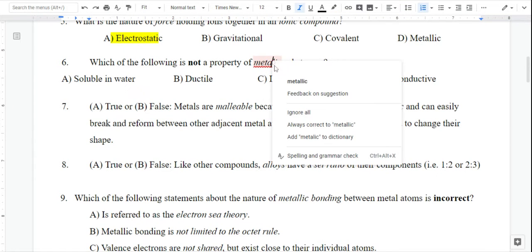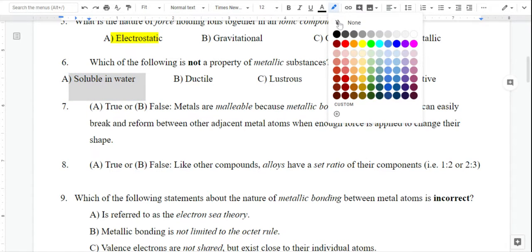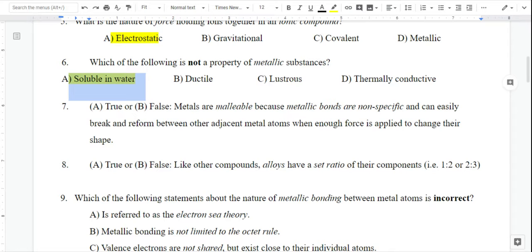Metallic, I'm missing an L. Oh, thank you. What is not a property of metals? So we know they're thermally conductive, lustrous, yep, they can be shiny. They're ductile and malleable, and they're electrical conductors, but they are not water soluble. Again, if you oxidize, make them charged, they'll dissolve, but not in their normal form, not in their metallic state.